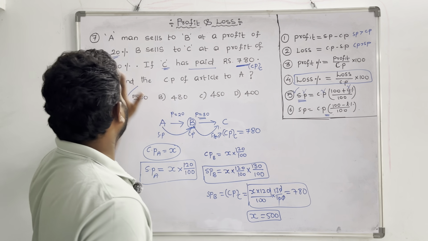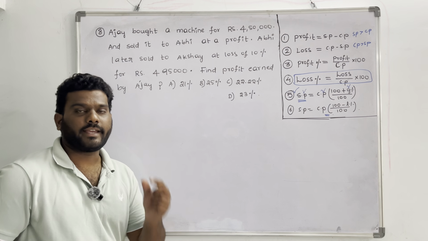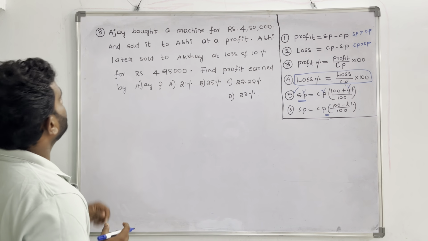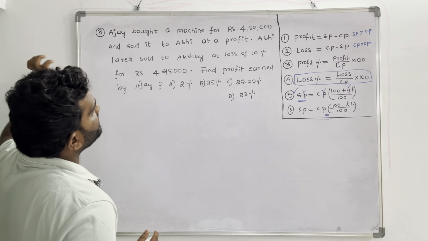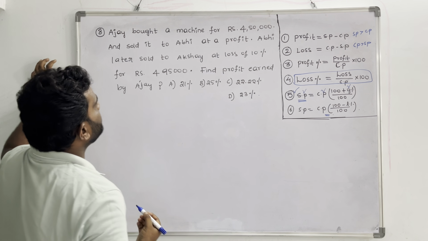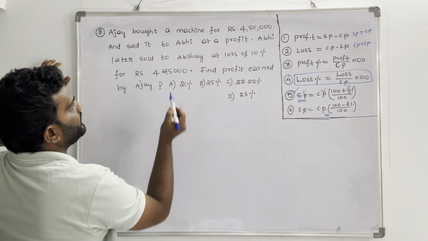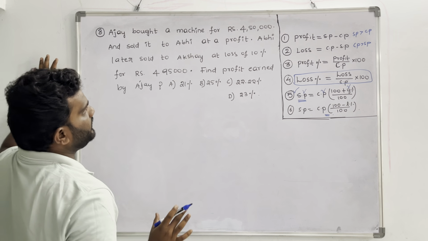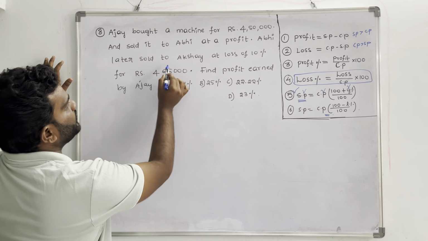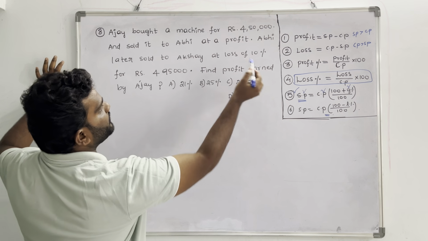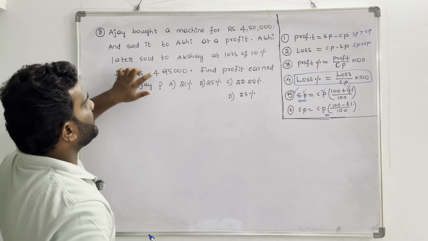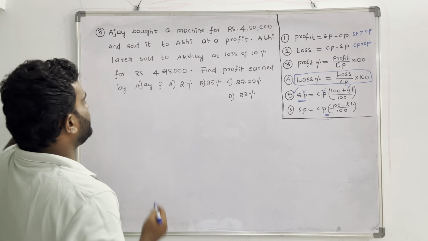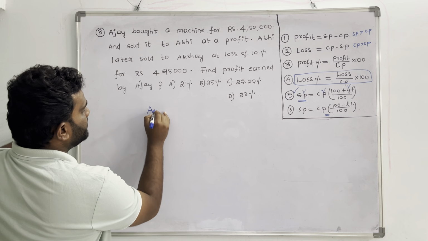Okay, I will discuss the eighth sum. This eighth question is similar to the seventh question. So observe once again. Ajay bought a machine for rupees 4,50,000 and sold it to Abhi at a profit. So what is the profit? We don't know. Just at a profit is given. Abhi later sold it to Akshay at a loss of 10% for rupees 4,95,000. Find the profit percent. See, if you observe the sequence here, what did Ajay do?